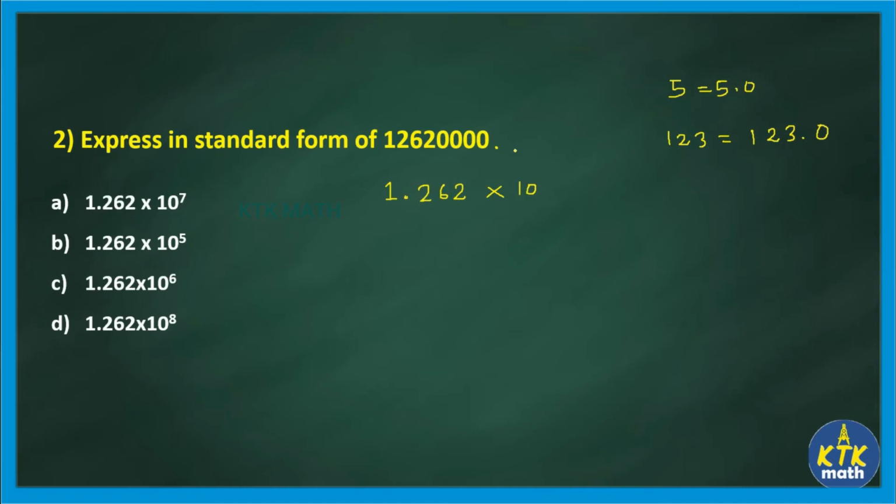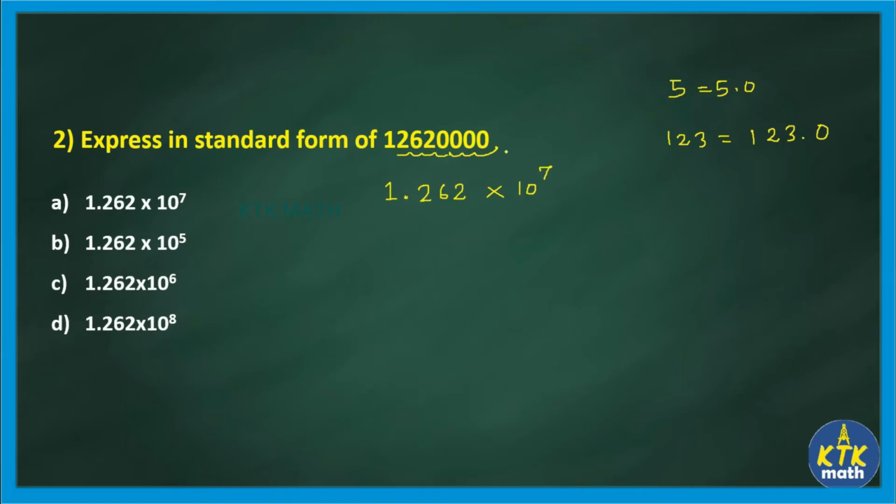I need to bring that decimal point to next to 1. That is, how many digits is it jumping? For example, 1, 2, 3, 4, 5, 6, 7. So the decimal point from the end to next to 1 takes 7 jumps. So I can write this as 1.262 into 10 to the power 7.